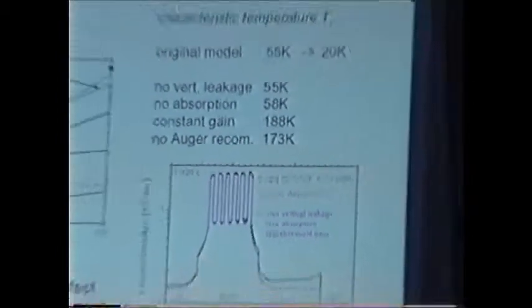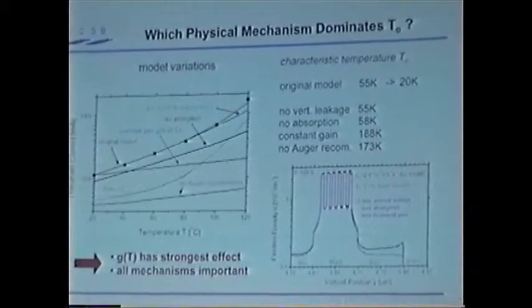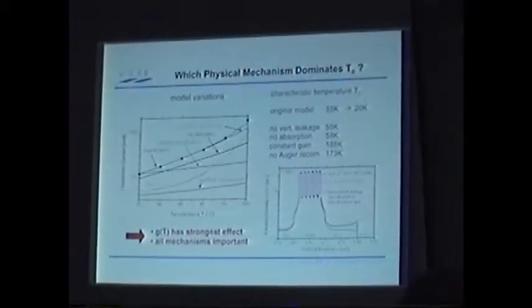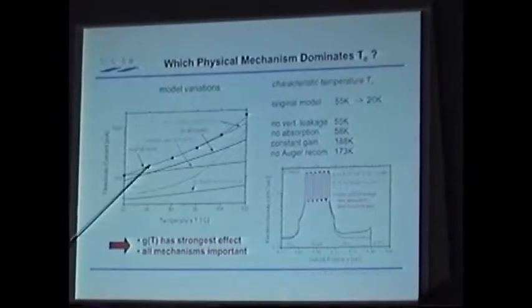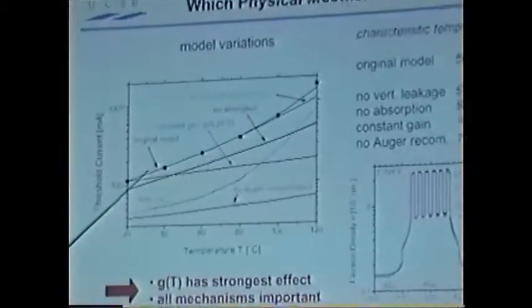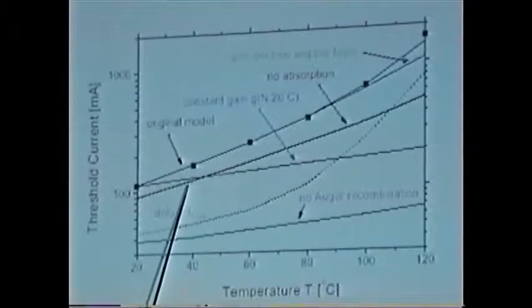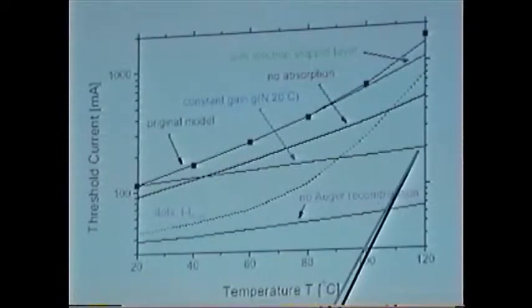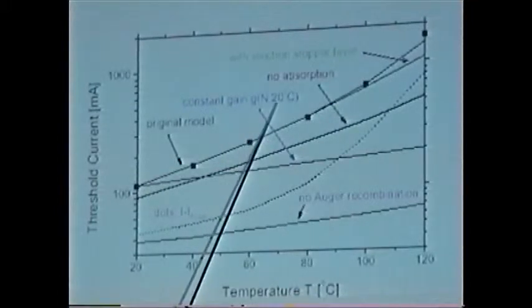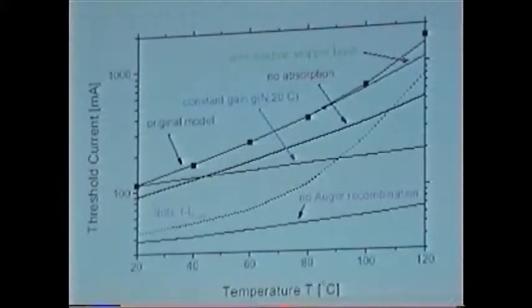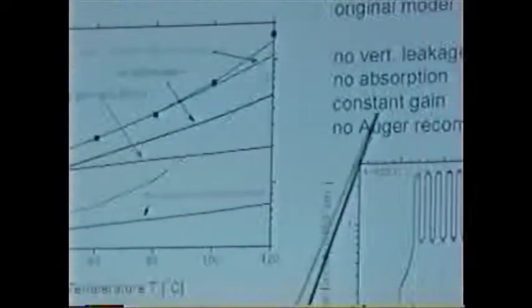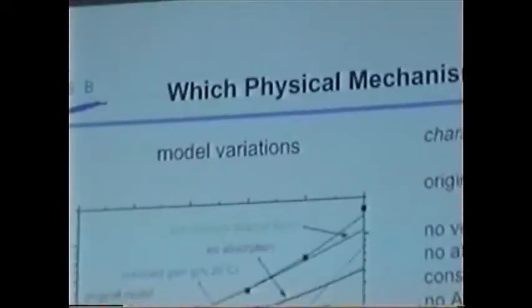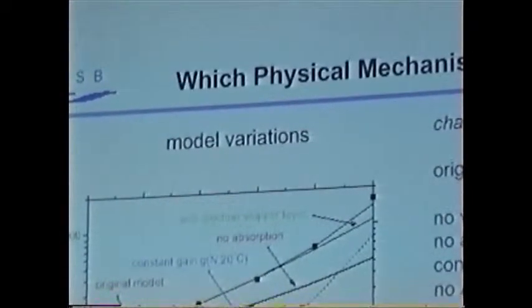Next slide, please. And to prove that, we see here a simulation where we can turn on and off separate mechanisms in the model. So this is again the threshold current versus temperature, the full curve, and then we have this curve where we keep the gain constant. So the gain doesn't change. We just don't tell the gain that the whole thing gets hot. We keep the gain at 20 degrees. And you see with constant gain, the T0 goes from 55 to 188, so almost no temperature sensitivity. Now we have also done some other things, but I skip that now. Next one.